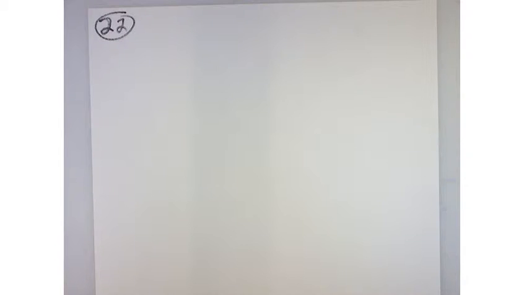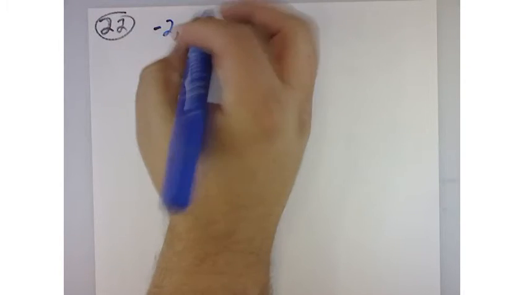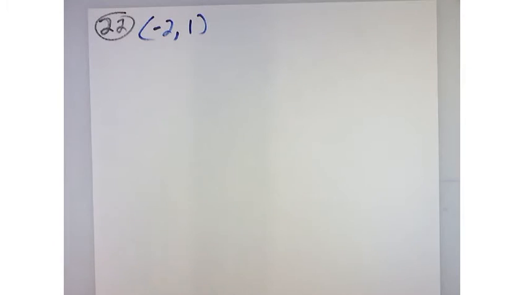of 3 points in the coordinate plane. So it gives us the 3 points, -2, comma 1, and then it gives us the other point of -2, comma 6.